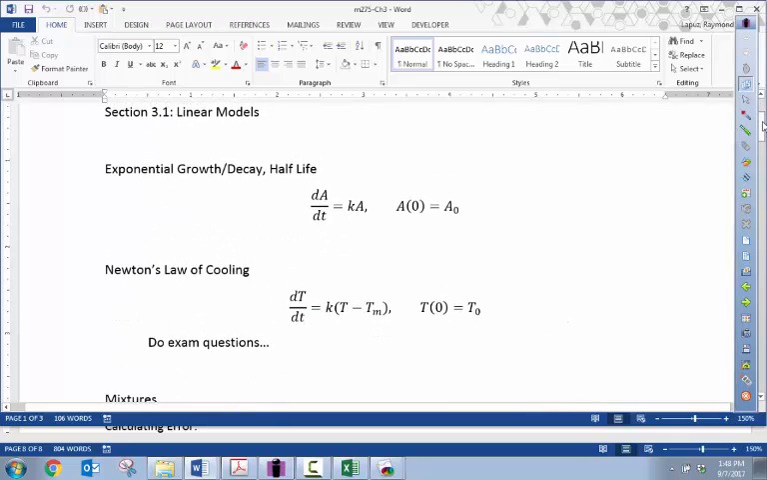So Chapter 3 basically now goes into modeling, which is to say word problems, which is physics.